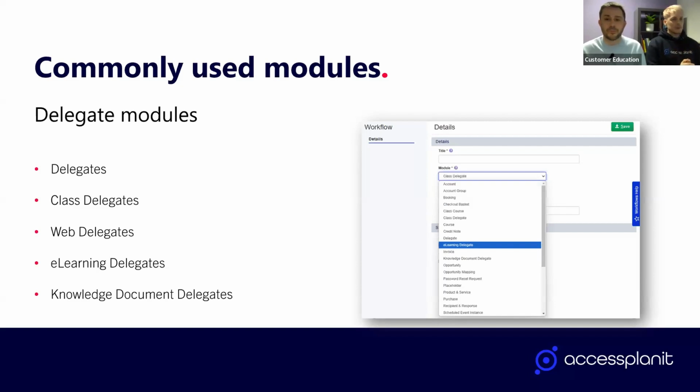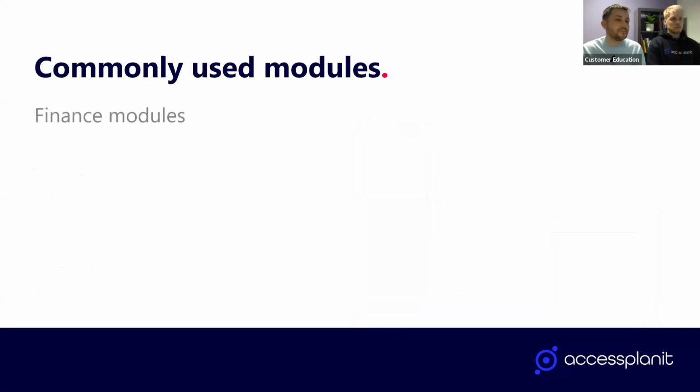And if you wanted to know how many people had registered onto e-learning courses this month, you would normally go to your dashboard and build one of your gadgets with the e-learning delegates module, because it's going to show you e-learning delegates specifically. Cheers, Jamie. Those are the delegate modules, very commonly used and for good reason.